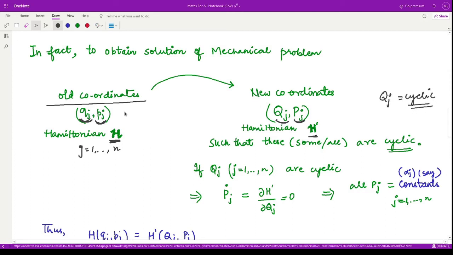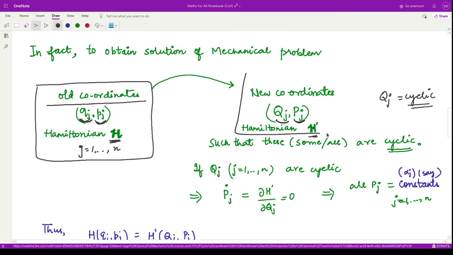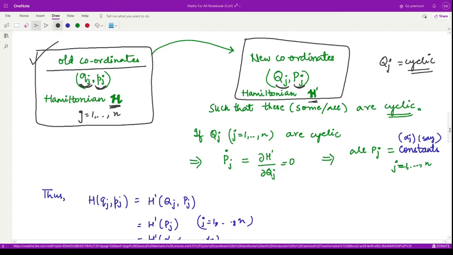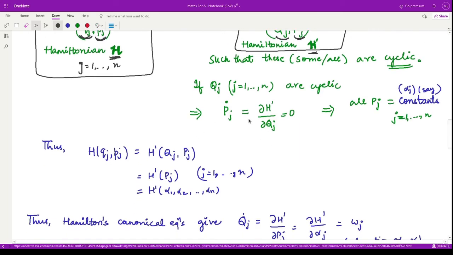So you see, if you do such a transformation from these coordinates to this kind of coordinates where all the coordinates are cyclic, your calculation becomes immensely lesser in comparison to the ones which you perform in the older coordinates. So that means we are saying our qj's in the newer coordinates are cyclic. So the corresponding momenta are all constants.